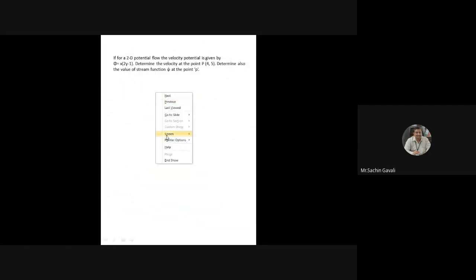Okay, very many times it asked: for a two-dimensional potential flow, the velocity potential is given by phi is equal to x into 2y minus 1. Determine the velocity at the point P (4, 5). Determine also the value of stream function psi at the point P.